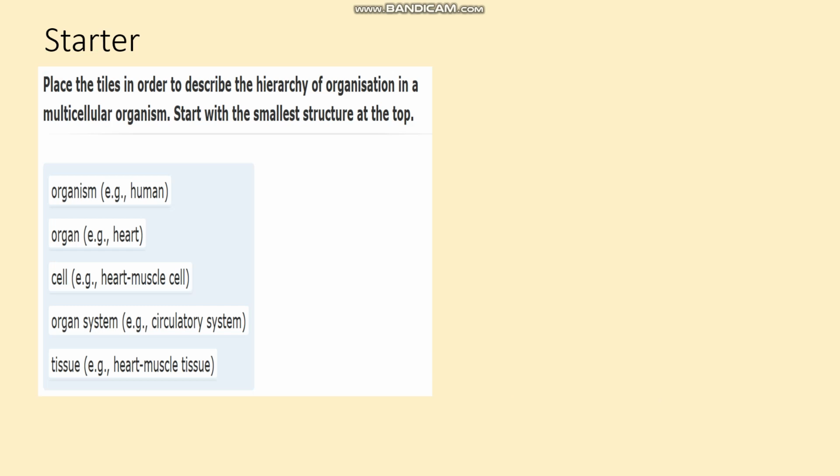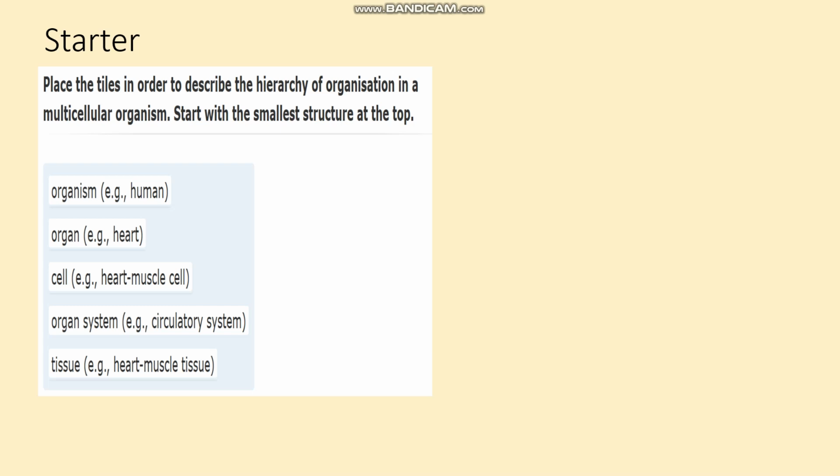Before we get going, a little reminder of what we did last lesson. We're looking at the hierarchy of the organisation of a multicellular organism. All I'd simply like you to do is to put that list on the left hand side here, organism, organ, cell, organ system, tissue, into the correct structure with the smallest at the top. So rearrange them. You can just jot this down in rough on a piece of paper and then see how you did in a moment. So pause the video.